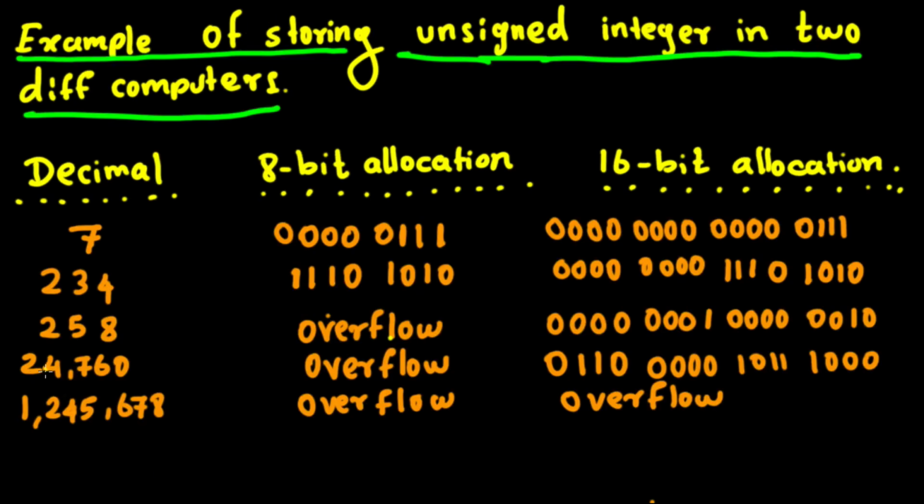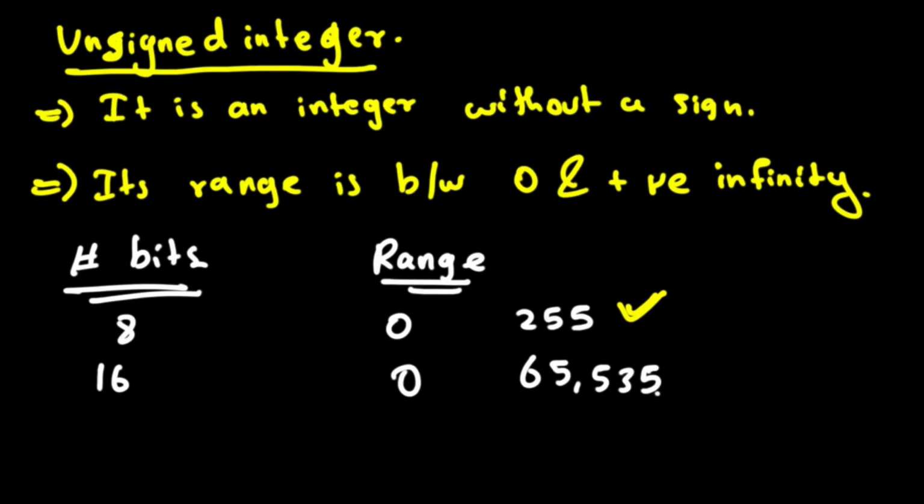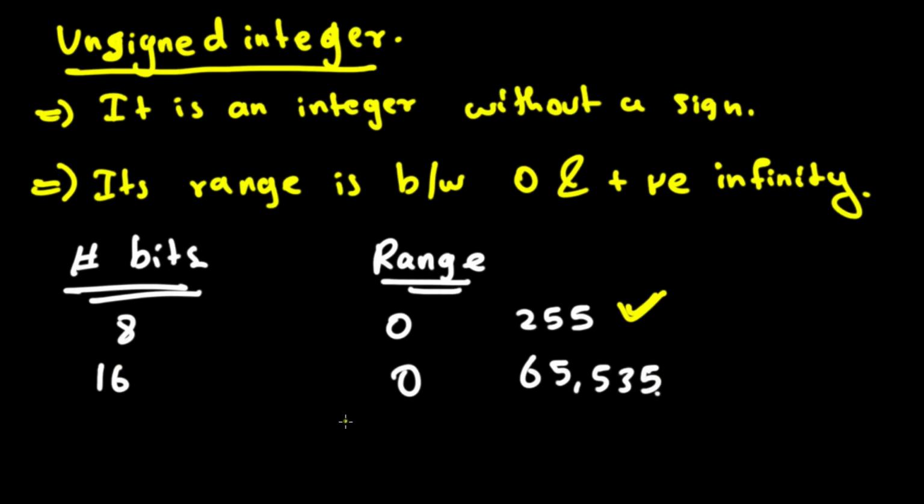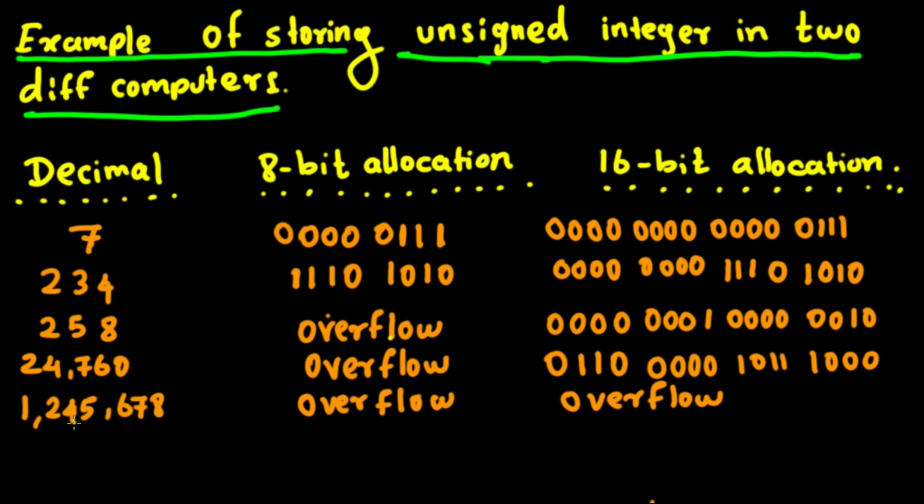And if you look at 24,760, that's again overflow for 8-bit allocation. But it's allowed in the 16-bit allocation, because the range for 16-bit is 65,000 and here we have 24,000. But for the fourth one, we have 1,245,678, and this is overflow for both of them. For 8-bit, the range is small, so it's definitely overflow. For 16-bit, the maximum is 65,535, but here we have 1 million, so that's definitely overflow. That's why we have overflow for both 8-bit and 16-bit allocation.